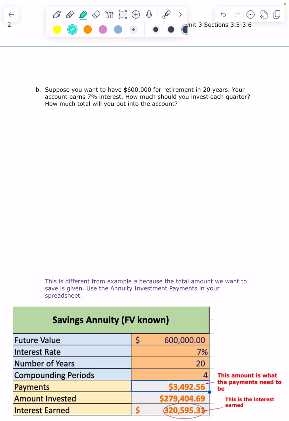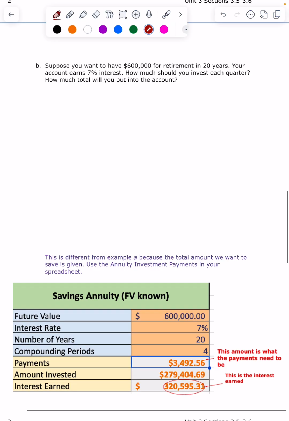All right, example B. Suppose you have $600,000 for retirement, or you want to have $600,000 for retirement in 20 years. Your account earns 7% interest. How much should you invest each quarter? How much total will you put into the account? All right, so this is different from the one we just did, because this one we have the future value, we want to know how much we need to invest. So we can use the same formula, but it's going to be set up different.